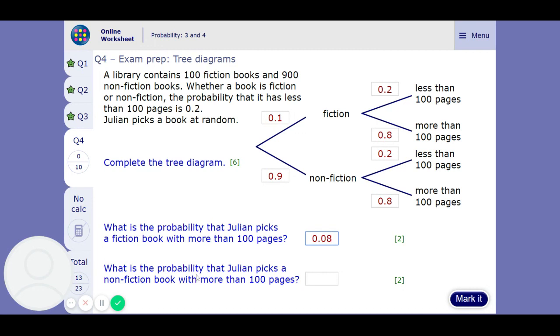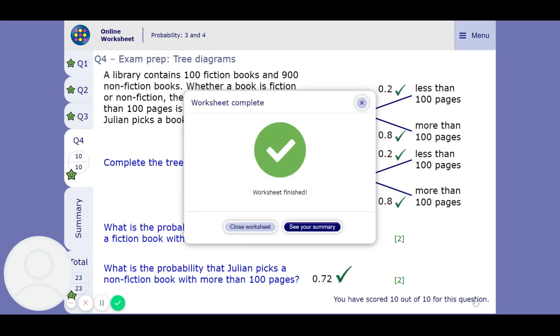What is the probability that Julian picks a non-fiction book with more than 100 pages? Well, it's going to go down this branch, 0.9 times 0.8. It's going to be 0.72. Let's just check these ones. And yes, we've got it all right. Well done. Excellent. So hopefully you can have a go at that now and do pretty well.